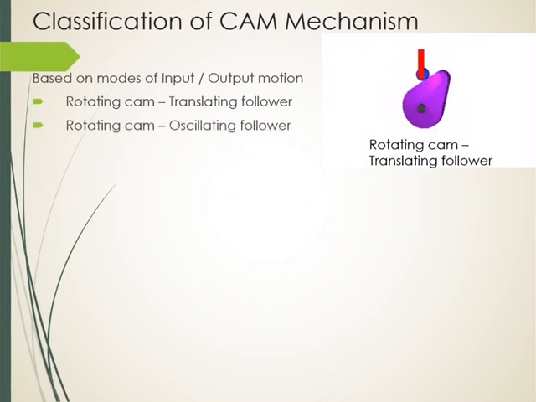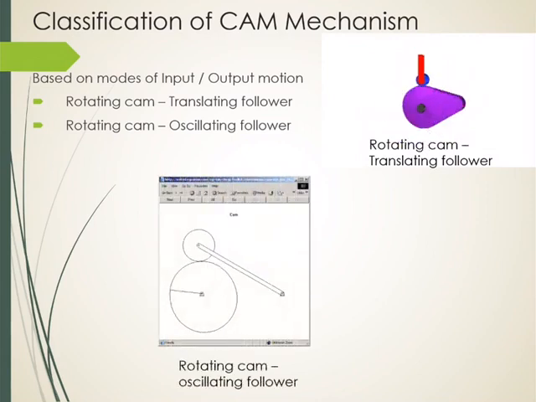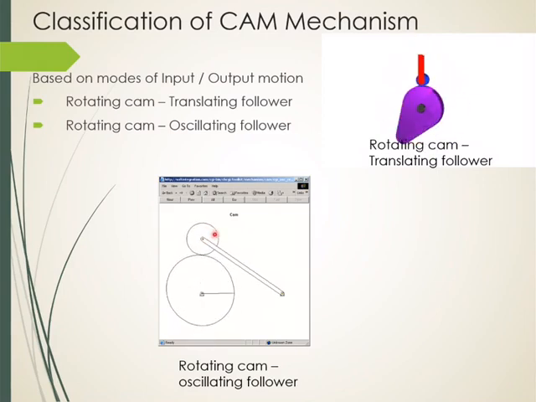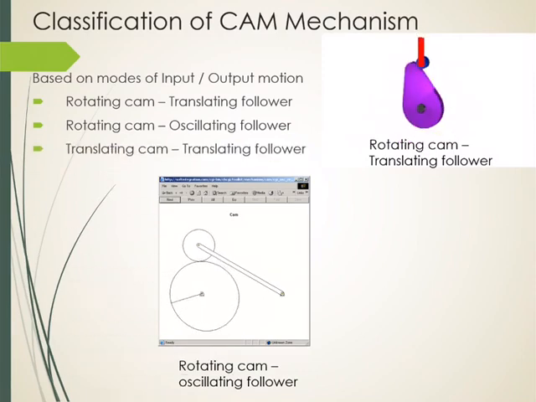The next type of cam mechanism is the rotating cam and oscillating follower. As we saw, the follower has a translating motion in the first type; in the second type, the follower will have an oscillating motion. You see here the part which is rotating continuously is the cam, and the one which is moving up and down in this direction is the follower. This motion of the follower traces an oscillating motion, so we call this type of cam mechanism a rotating cam and oscillating follower.